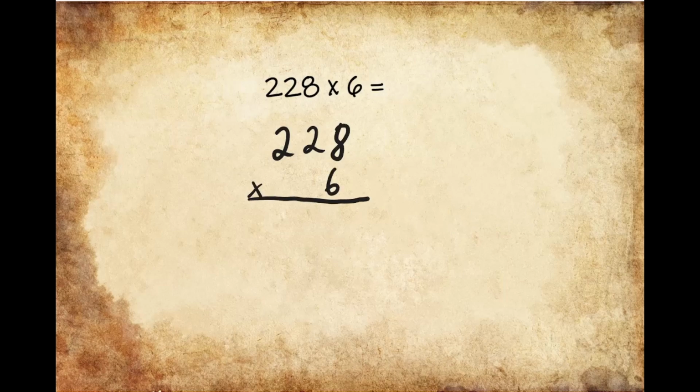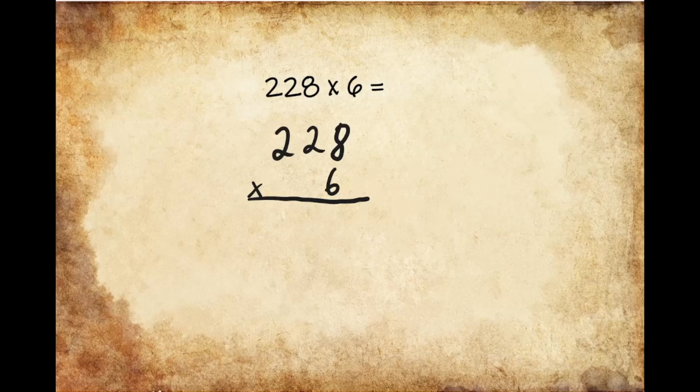And when we're writing this out, we need to make sure that the numbers are in the proper place value. Because if I were to write the 6 underneath the 2 here, that would represent that I have 60. But I'm actually only multiplying 6, so I need to make sure that the 6 is in the ones place here. And once I'm sure that this equation is written properly, I can go ahead and start multiplying.